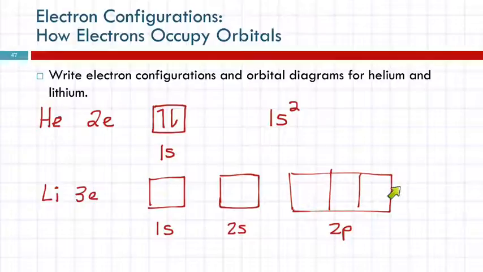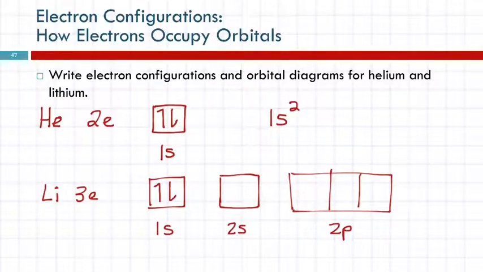Because there were 3 beds in the P room. S rooms only have 1 bed. Each bed can hold 2 electrons. So we could put up to 6 electrons in this room. But this room costs more than that room. So we're going to put them in as cheaply as possible. So the first electron is going to take the cheapest room and sleep right side up in the bed. The second electron is going to sleep upside down in the cheap room.